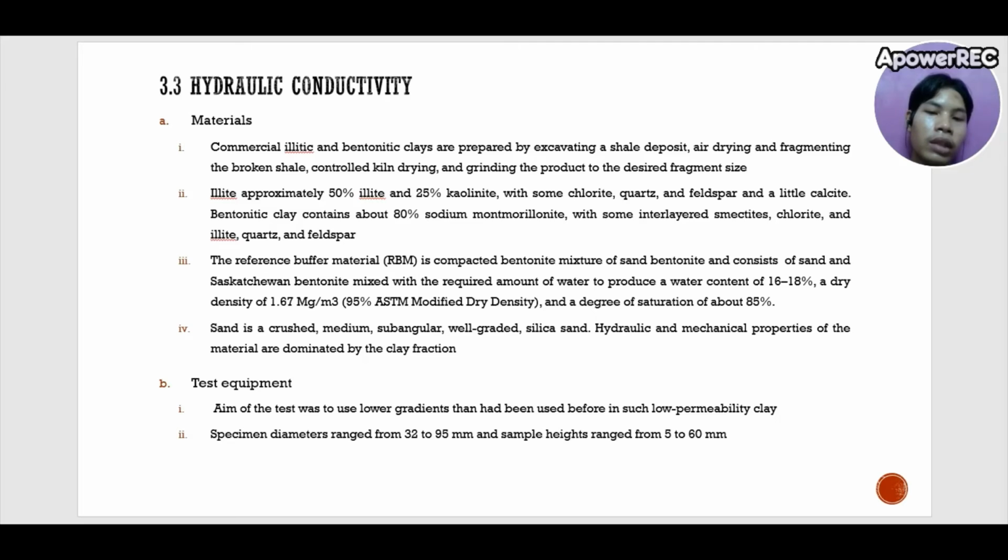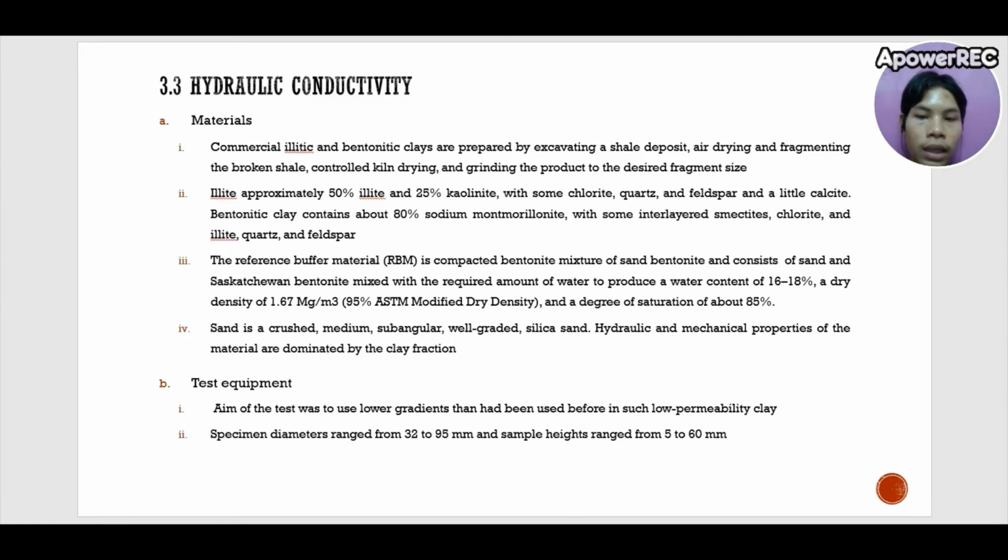The reference buffer material, RBM, is a compacted bentonite mixture of sand and Saskatchewan bentonite mixed with the required amount of water to produce a water content of 16 to 18%, a dry density of 1.67 megagrams per cubic meter, and a degree of saturation of about 85%. Sand is a crushed, medium, subangular, well-graded silica sand. Hydraulic and mechanical properties of the material are dominated by the clay fraction.